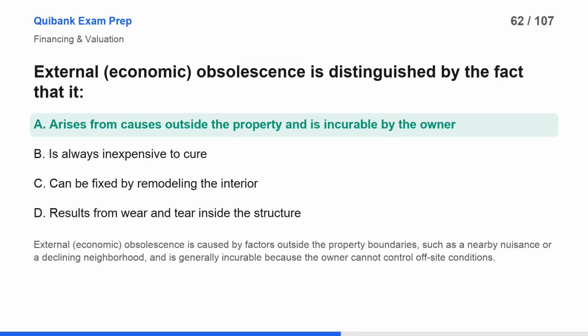The answer is A. Arises from causes outside the property and is incurable by the owner. External economic obsolescence is caused by factors outside the property boundaries, such as a nearby nuisance or a declining neighborhood, and is generally incurable because the owner cannot control off-site conditions.